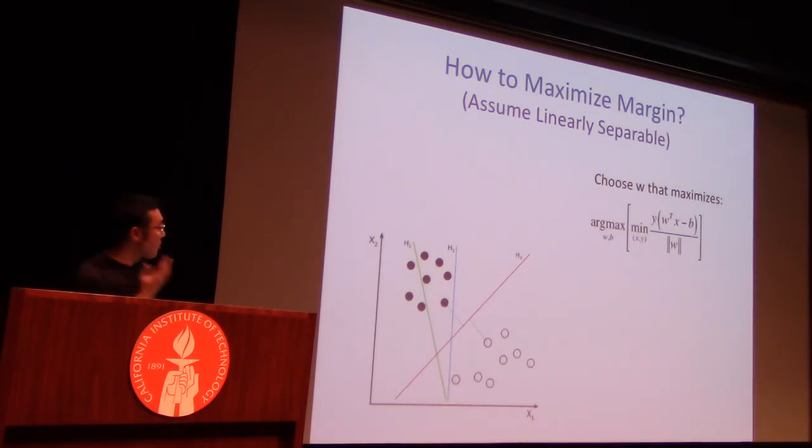So we could write down the mathematical formula. We just take the definition from before and simply write it down. We want to find the W and B that maximizes the minimum signed distance from any training point to that hyperplane. So if we can solve this optimization problem, we found the hyperplane or the linear model that maximizes the margin on this training set. This quantity here is in fact the margin of any particular hyperplane. Any questions on that?